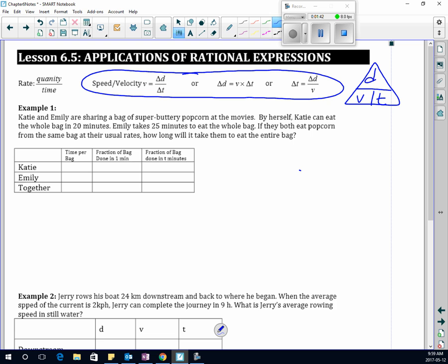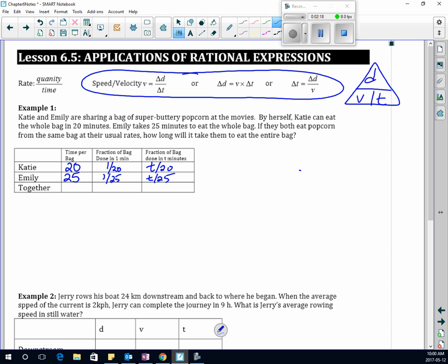I like using charts to kind of see what we're doing. Does everybody see that Katie can eat it in 20 minutes, Emily can do it in 25 minutes? So what fraction of the bag can be done in 1 minute? Well, if they can do one bag in 20 minutes, then 1/20th of the bag is done in 1 minute. And for Emily, 1/25th. Does that make sense to you? So then if I take that fraction of the bag and multiply it by t minutes, I will get t over 20 and t over 25.